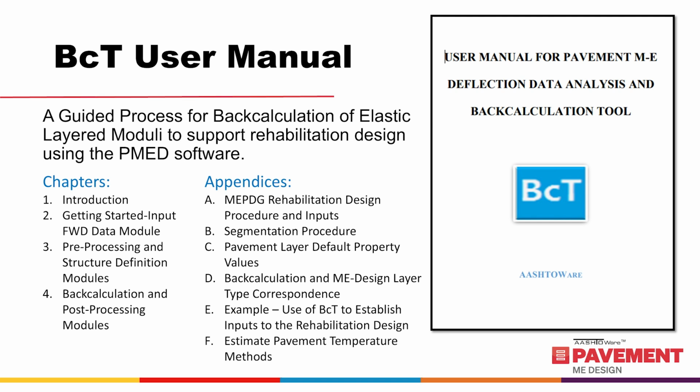Appendix C provides the default values used by the BcT for various pavement layer properties. Appendix D contains a list of layer types used to define the pavement structure within the BcT. The material type selection in the Pavement ME software corresponding to each of the back calculation layer types. For example, AASHTO soil classes corresponding to coarse-grained or fine-grained subgrades are also provided in Appendix D.